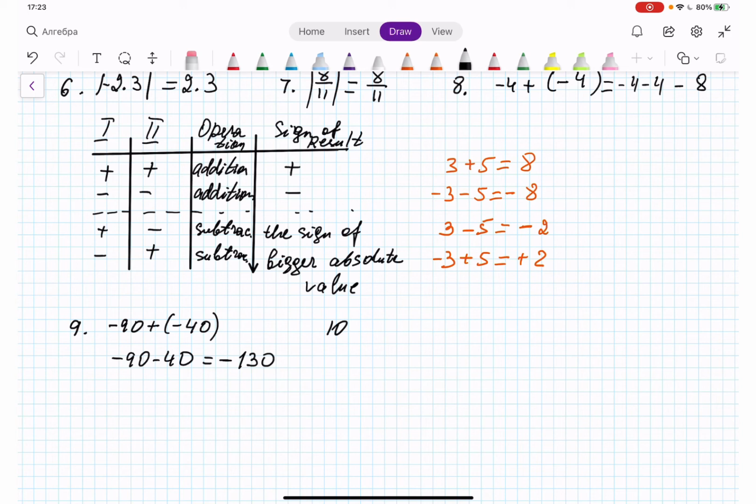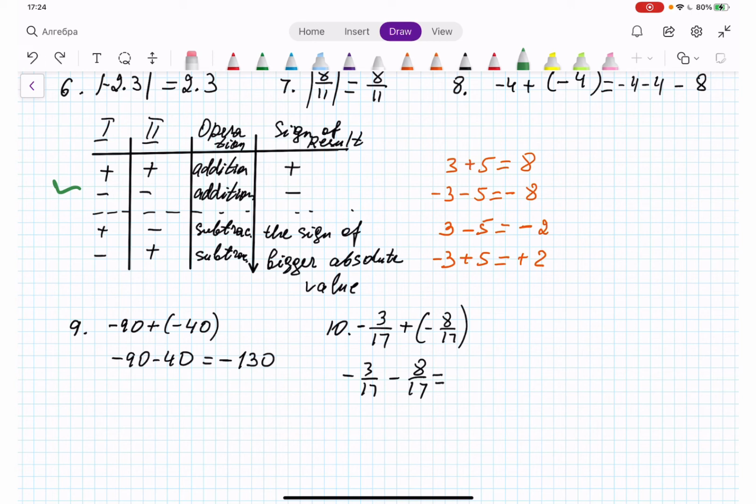What do we have? Question number 10. We have negative 3/17 plus negative 8/17. Okay, I'm dropping the positive sign. Negative 3/17, negative 8/17. Negative, negative. So we are going to add, right? Here is the case. Negative, negative, right?